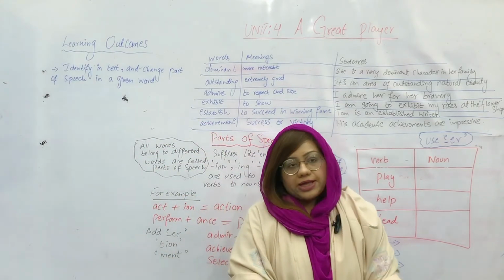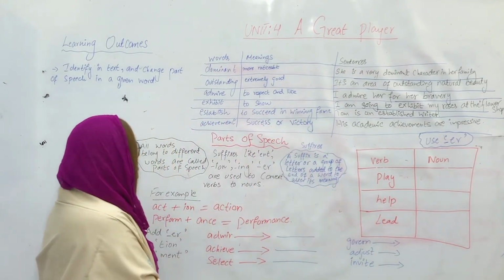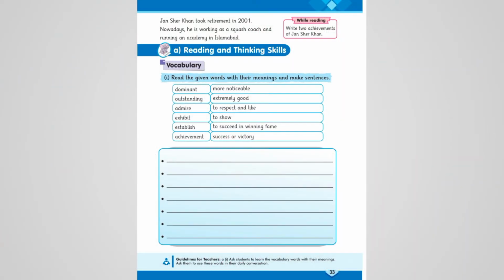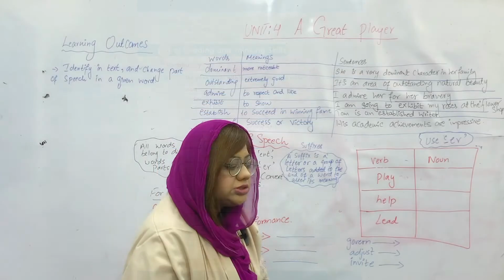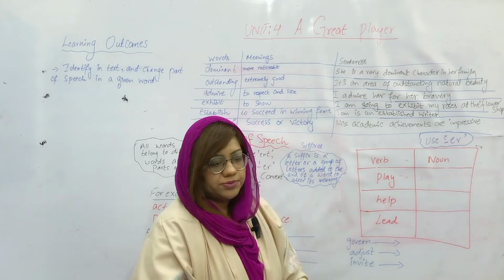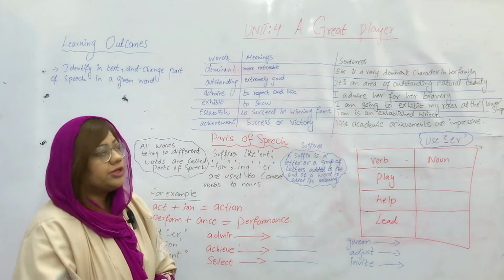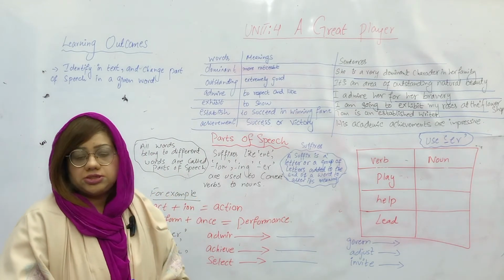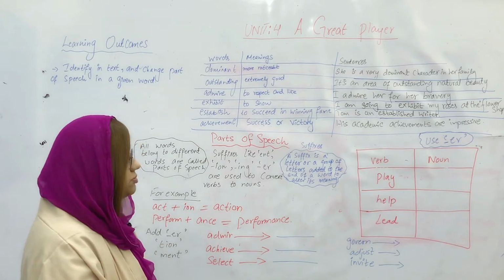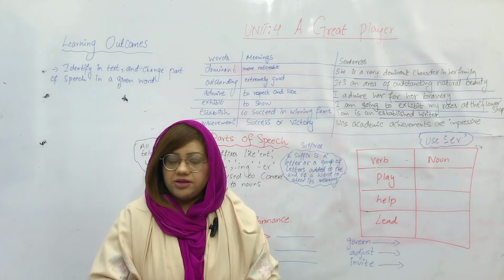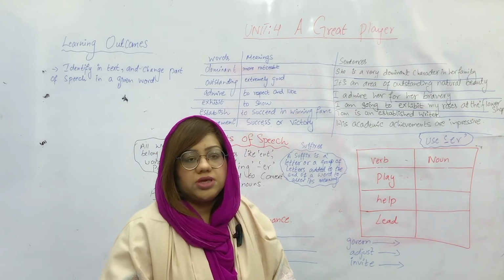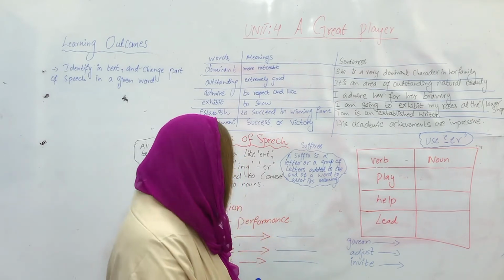Before going to the parts of speech, there are some forms of words that are given in your textbook. We already have discussed the precise summary of this unit. Now, we need to conclude the meanings of that specific summary. Some difficult words, we need to understand their meanings and how we can use these words in sentences. So let's start.